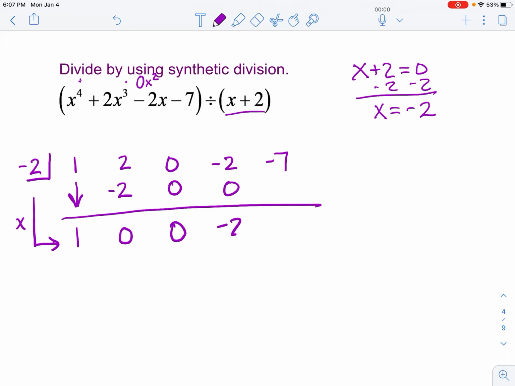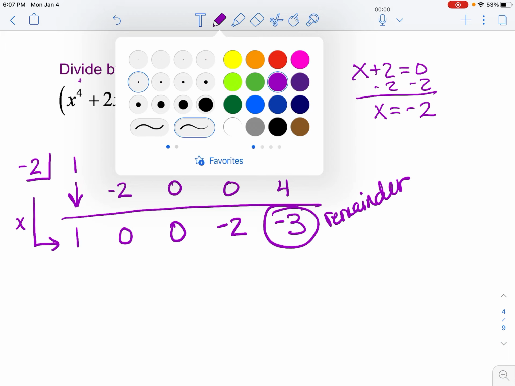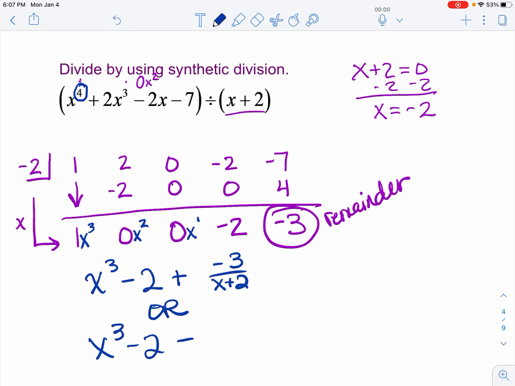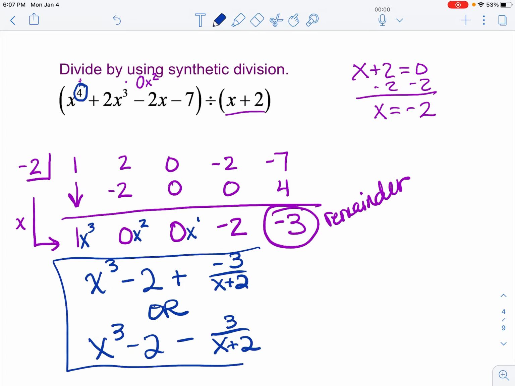Multiply 0, that gives me a negative 2. When I multiply, I get a 4. That leaves me with a -3 as my remainder. And then my highest exponent is a 4. 4 minus 1 is 3. So x to the third, x squared, x to the first, and nothing. So my answer is going to be x cubed minus 2 plus a -3 over x plus 2, or it can be written as x cubed minus 2 minus a 3 over x plus 2 as our answers.